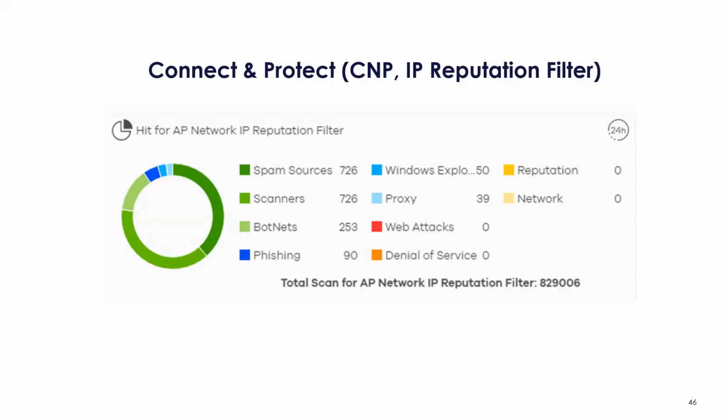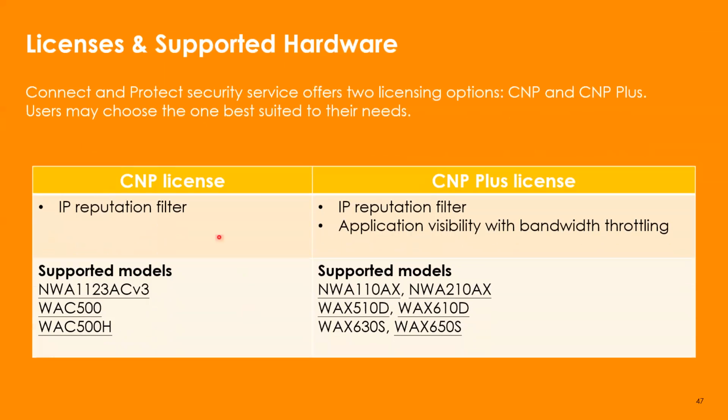Connect and Protect provides UTM type services using an IP reputation filter. So you can see here we can block access to sources of spam, IP addresses that are known to have scanners or botnets operating on them, IP addresses of servers known to host phishing sites, proxy sites, etc. That Connect and Protect license is available on our NWA1123-ACV3, our WAC500, and our WAC500H.